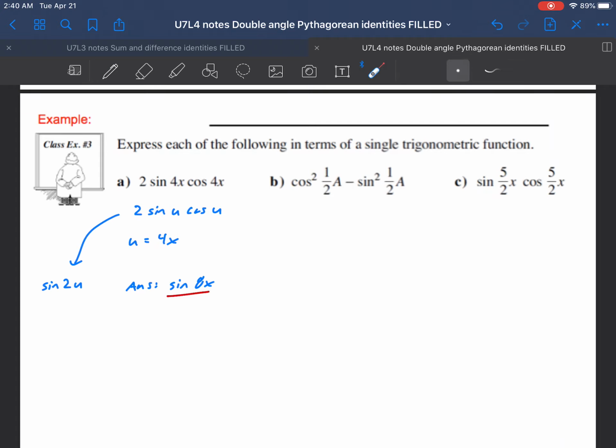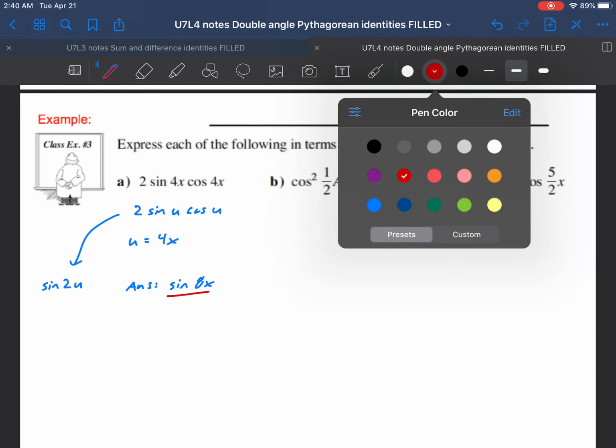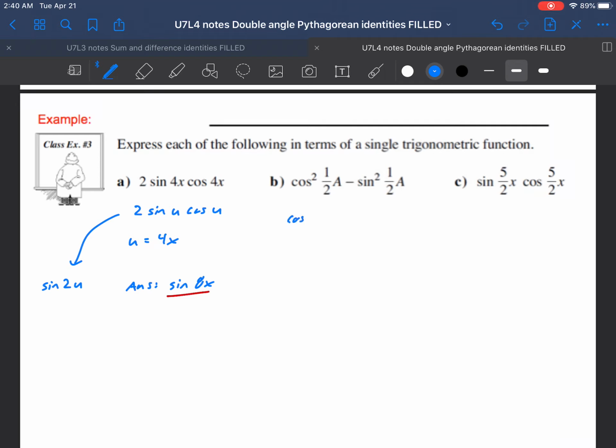Next one, cosine squared minus sine squared. If I see that, I'm thinking that that's cosine 2u. So I'm going to write that just as a reminder that the cosine of 2u is equal to the cosine squared u minus the sine squared u. Okay, and for us, u is equal to half a. So our answer in this case is going to be the cosine of 2 times a half a, which is the cosine of a.